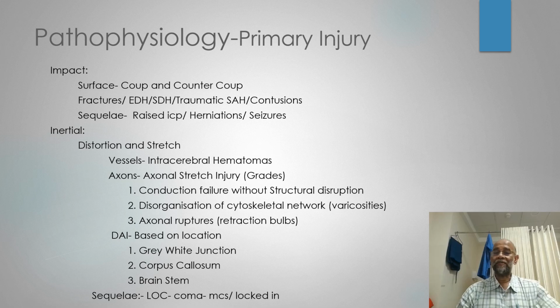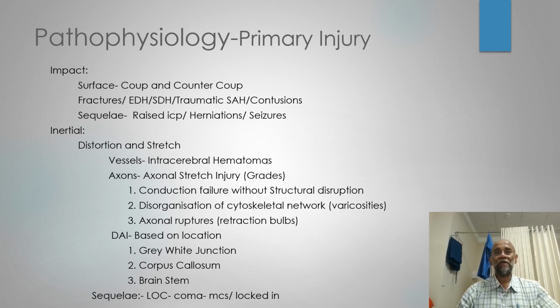Disorganization of the internal cytoskeletal network can occur without an actual rupture, which sometimes produces a manifestation where axons seem to be protuberant in places called axonal varicosities. The most severe axonal injuries are axonal ruptures, where the ruptured axon actually retracts to form what is called an axonal retraction bulb.